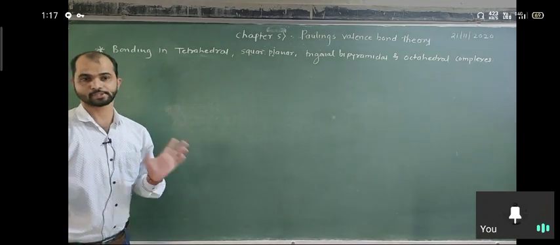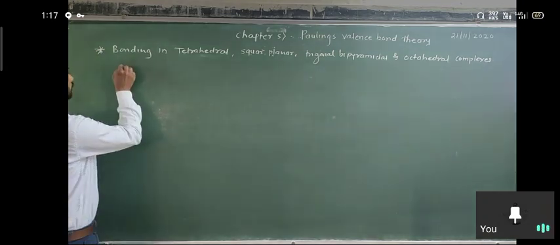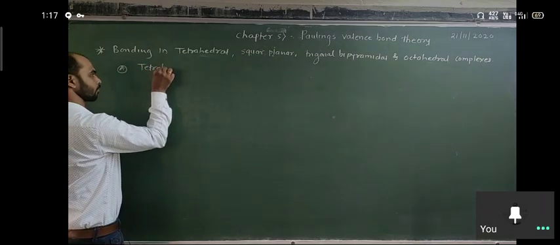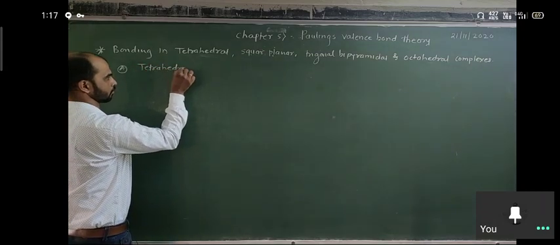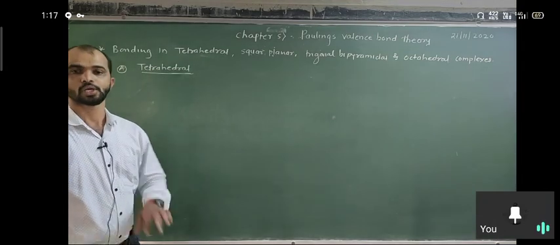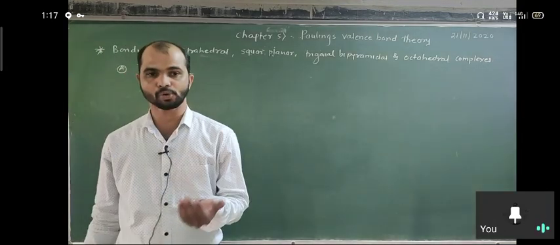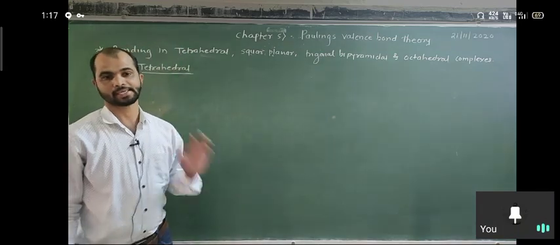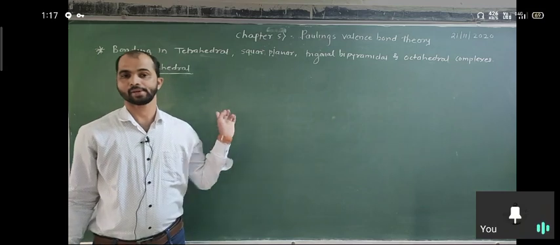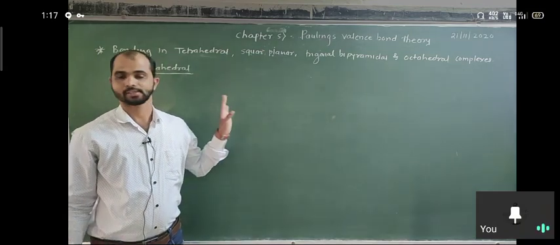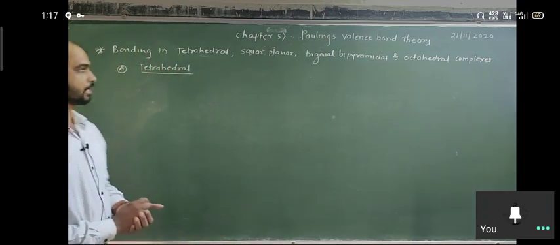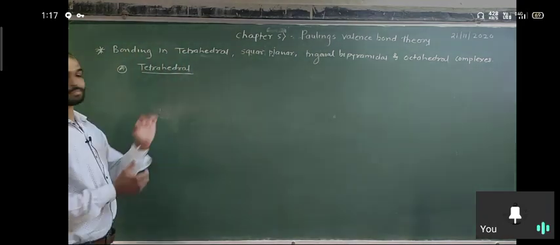We will look at different examples. Okay, we're going to start. First geometry is tetrahedral. So the very important thing is to know that if coordination number is 4, it is possible to be either tetrahedral or square planar. It depends on the hybridization. If hybridization is sp3, then it is tetrahedral. If hybridization is dsp2, then it is square planar. Okay, coordination number is same.